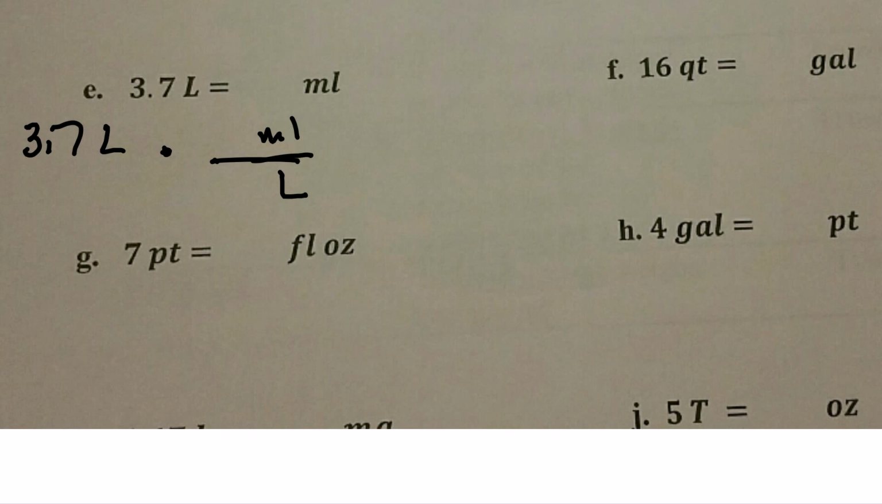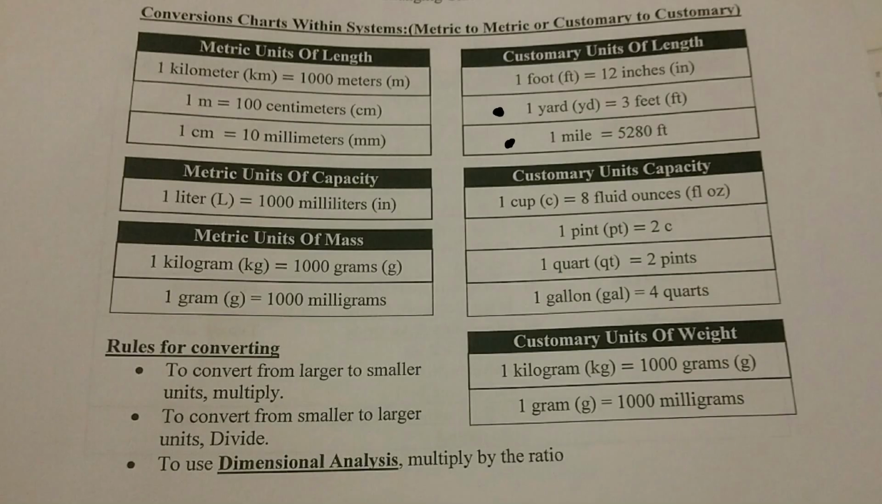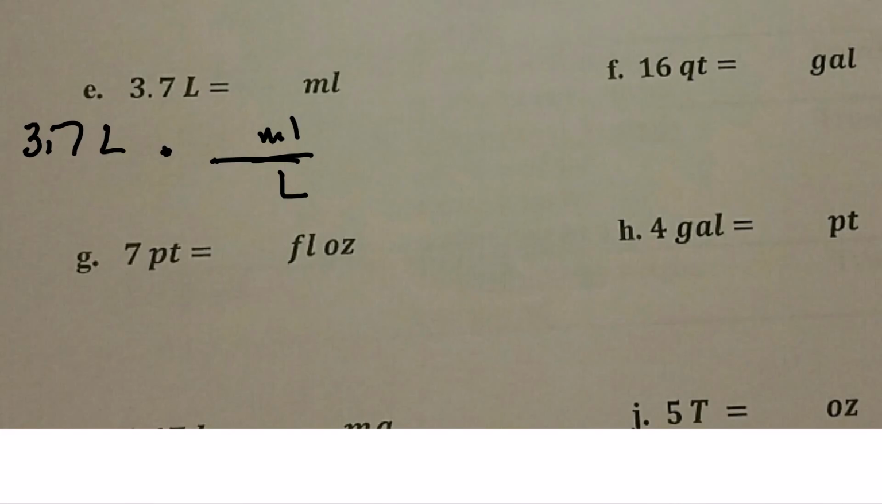And I'm going to look at my chart and it's going to tell me how milliliters and liters are related. Okay, it's 1 liter for 1,000 milliliters. Alright, so that's where we're going to go. So 1,000 milliliters, 1 liter. Look, it is just multiplying by 1,000. So I end up with 3,700 milliliters.